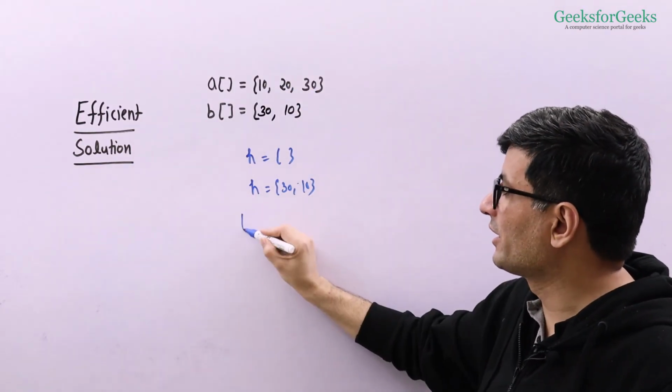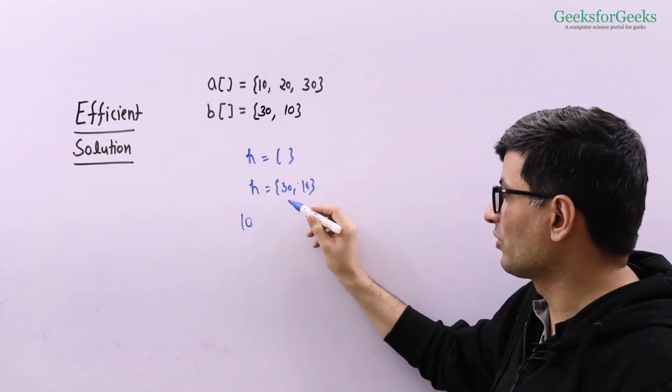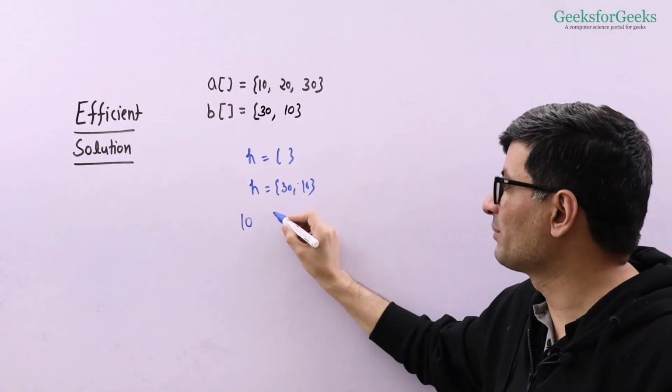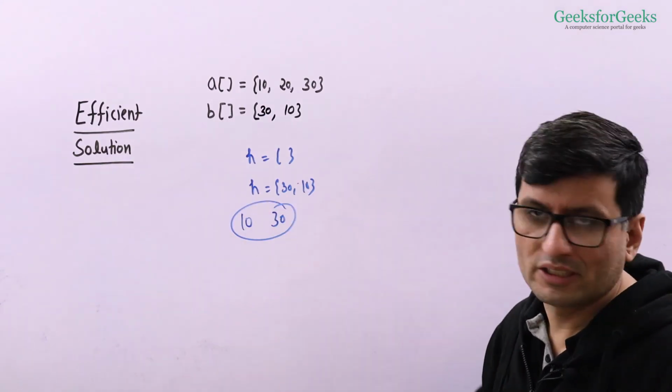So 10 is there? No, I'll not print it. Wait, 10 is not there in the hash table, so I'll not print it. 20 is there, I'll print it. 30 is there, I'll print it. So that's how I'll get the output as 30, 20.